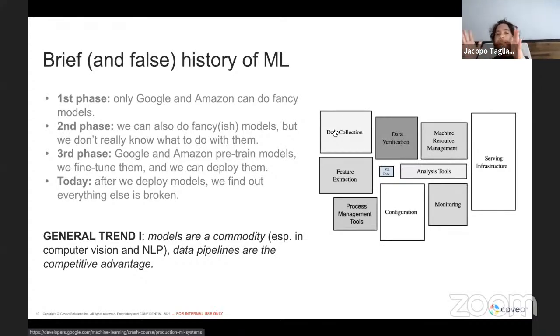Why data pipelines? That is how you go from the raw data to the final prediction, and to monitoring and to testing. That's where the real value is, because that's what is hard to replicate. That's what makes your company valuable.